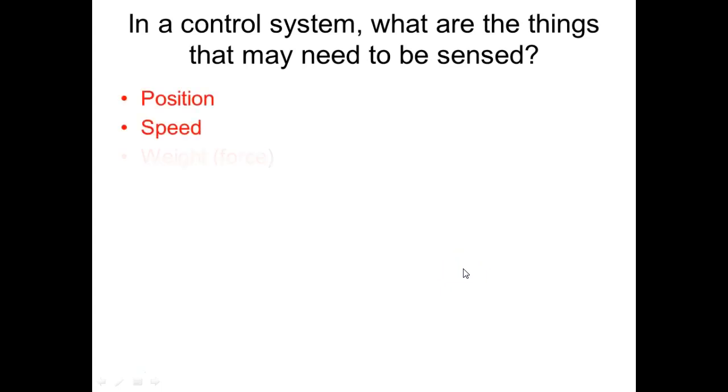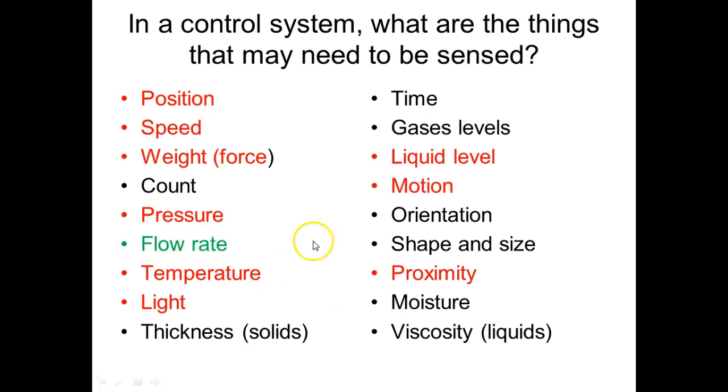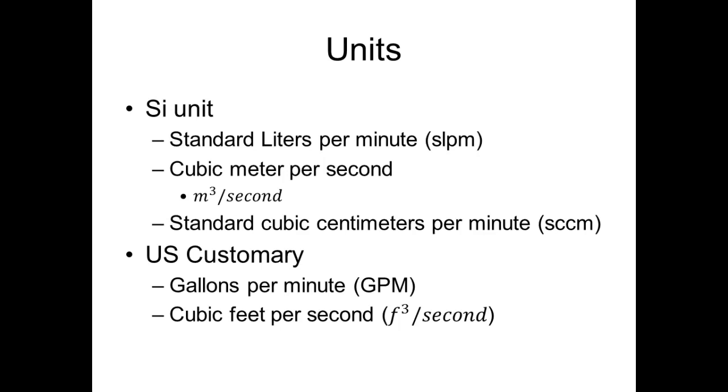Okay, we already know the definition of a sensor, right? And we know this is what we're sensing. So now we're going to sense flow rate. Flow rate is the speed. Flow rate is something moving, a fluid in motion, right? Rate is how fast it moves, right? So here are our units. Standard units are liters per minute or cubic meters per second. U.S. customary, or what people call imperial, is gallons per minute or cubic feet per minute.